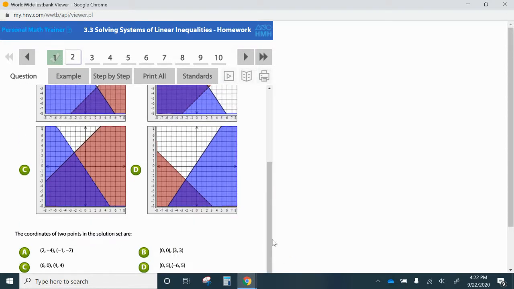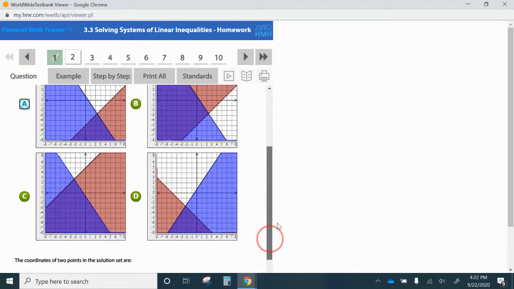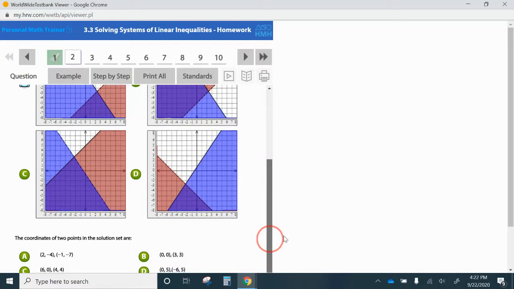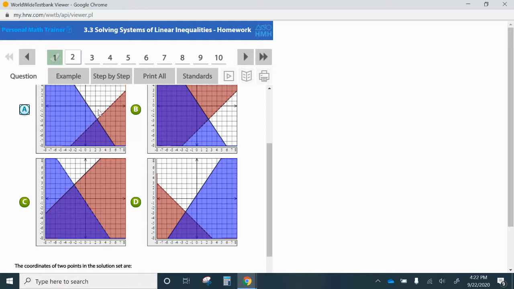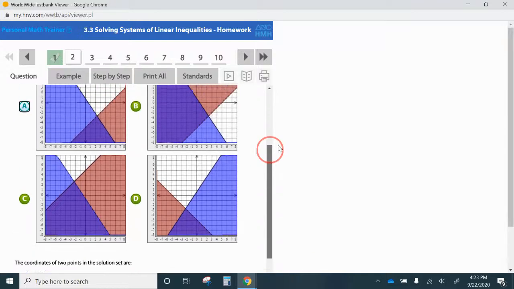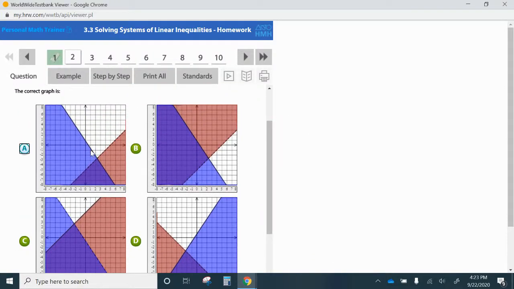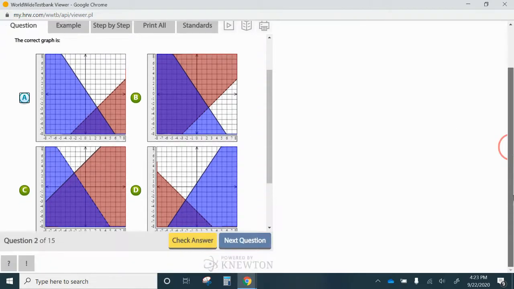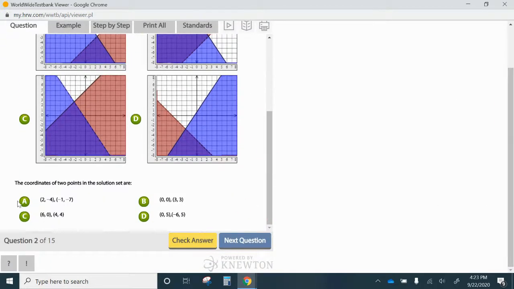All right, so find two coordinates of the solution set. Let's look at (2, -4). So 2, then 1, 2, 3, 4 down. Negative 4 looks like it's okay. Then (-1, -7). So negative 1, then 1, 2, 3, 4, 5, 6, 7. So the answer is A.